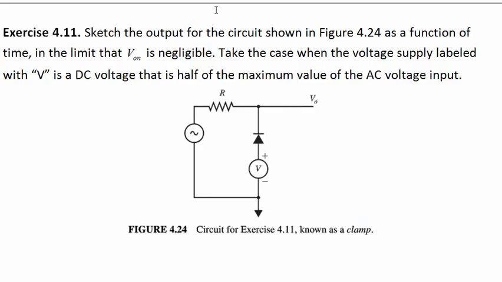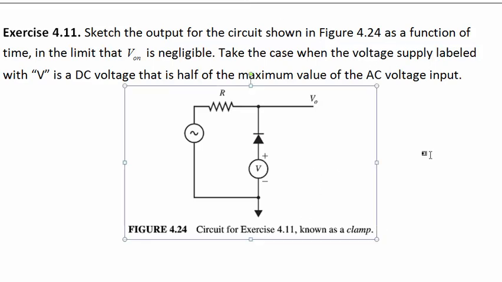Exercise 4.11. Sketch the output for the circuit shown in this figure as a function of time in the limit that V on is negligible, so no voltage drop across the diode in forward bias, and in reverse bias it still does the diode thing of not letting anything go through. Take the case when the voltage supply labeled with V is a DC voltage that is half the max value of this AC voltage input. Give that a shot.